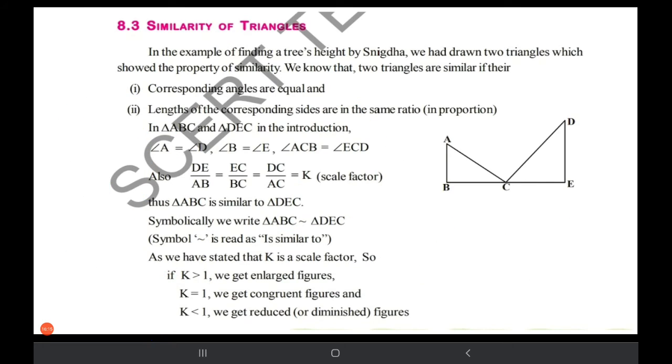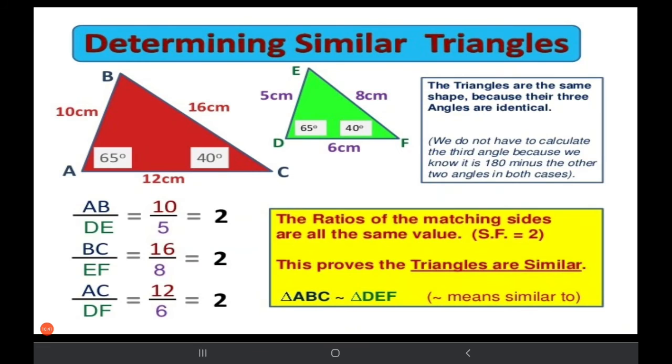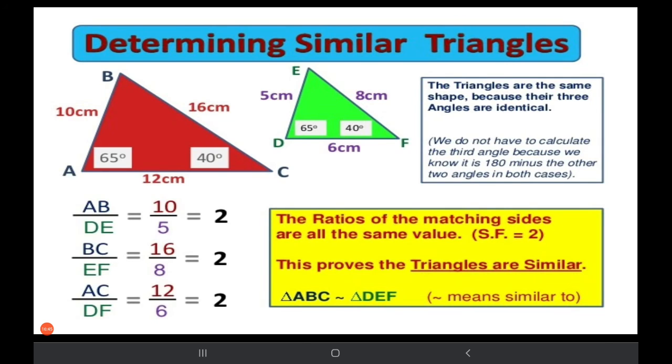Once again I am repeating here. If the scale factor is greater than 1, it is an enlarged figure. If the scale factor is equal to 1, the two figures are congruent. If the scale factor is less than 1, it is decreased in size. I hope you understand. Scale factor is very, very important while constructing similar triangles.